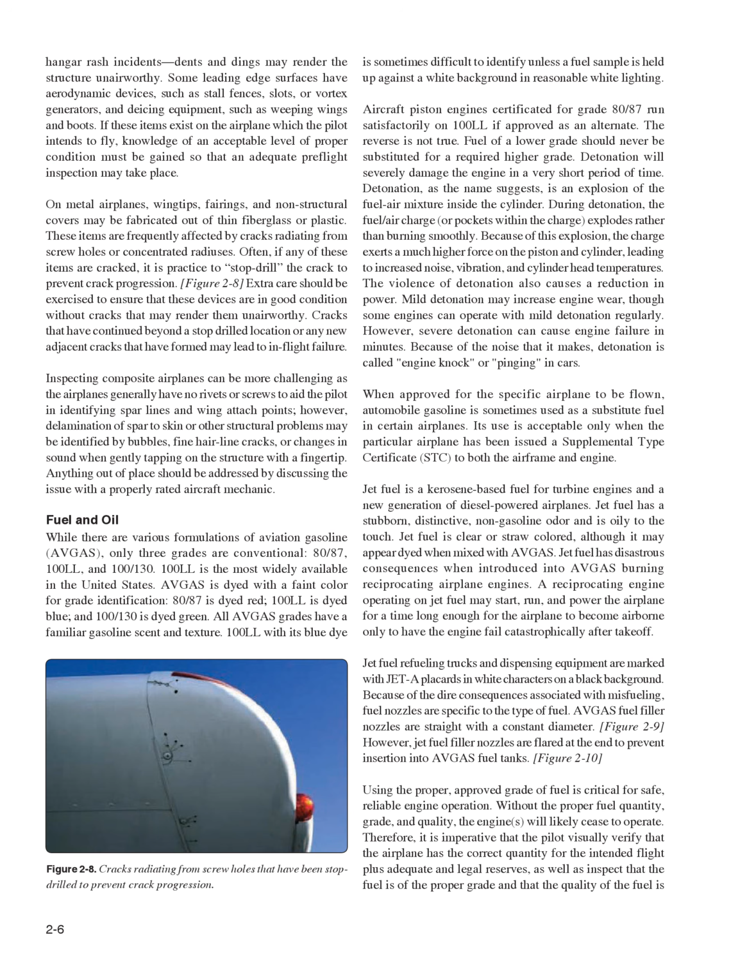Avgas fuel filler nozzles are straight with a constant diameter. Figure 2.9: jet fuel filler nozzles, however, are flared at the end to prevent insertion into avgas fuel tanks. Figure 2.10: using the proper, approved grade of fuel is critical for safe, reliable engine operation. Without the proper fuel quantity, grade, and quality, the engines will likely cease to operate.